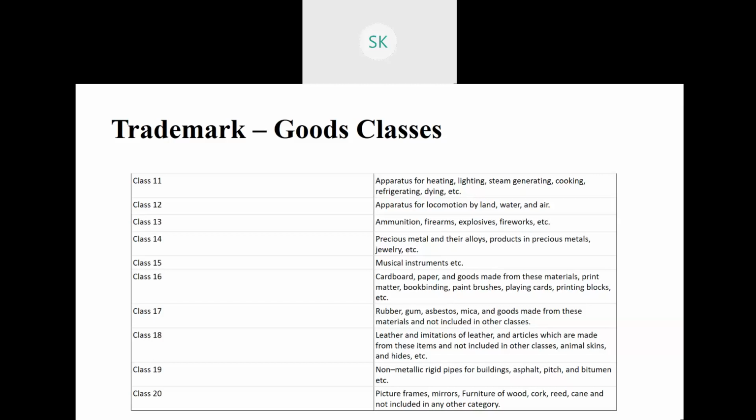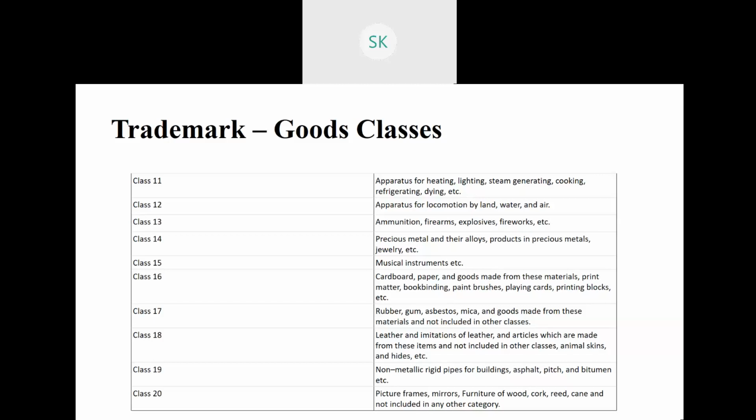Then going towards class 17, we have rubber, gum, asbestos, mica, and goods made from these materials and not included in other classes. The rubber generated from the tree or artificial rubber and the consequent products manufactured using the rubber are classified under class 17. Then coming to class 18, leather and the products of leather or animal skin are classified under class 18.